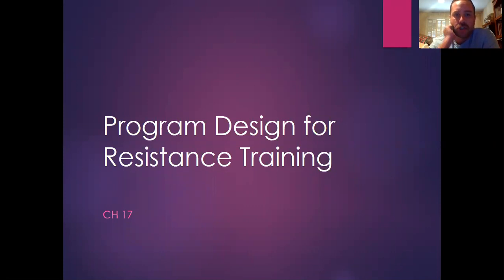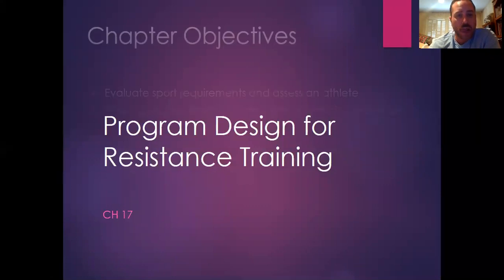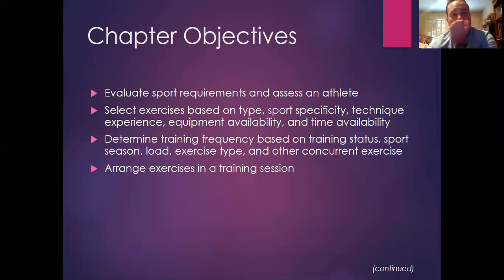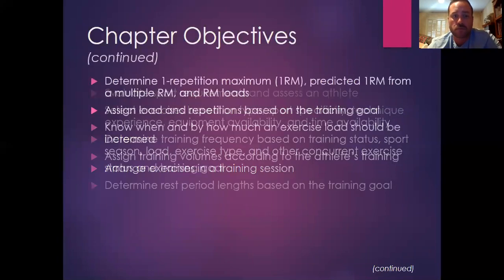You're going to understand after these what you need to do depending upon the level of training the person has, their goals, what your main overall goal is. So these are the chapters that are going to really play a key part in the programming portion. You can look at the chapter objectives. Basically, we're going to evaluate their sport requirements and assess the athlete, select their exercises based on their type, sport specificity, technique, and so forth. Determine a training frequency, arrange exercises in a training session, because that's just as important.